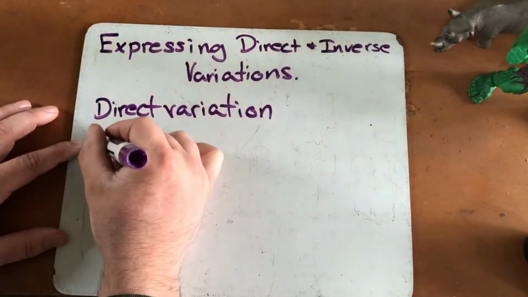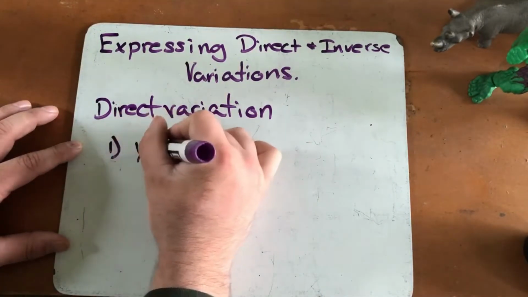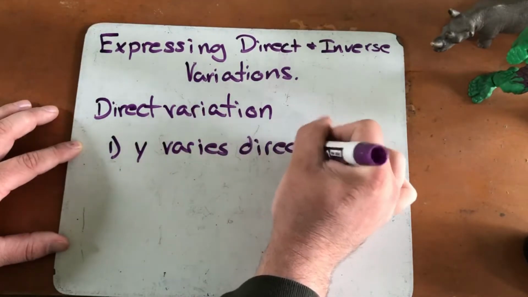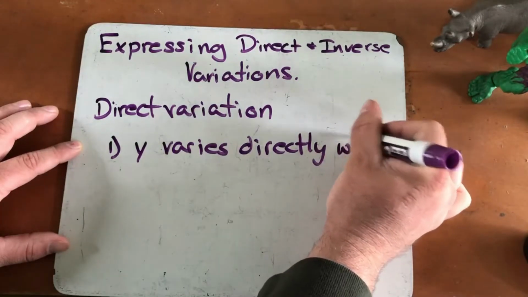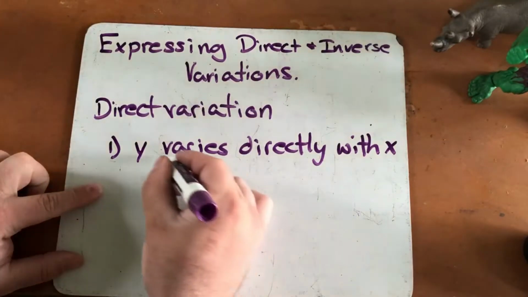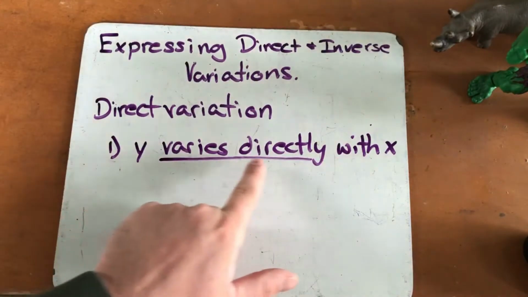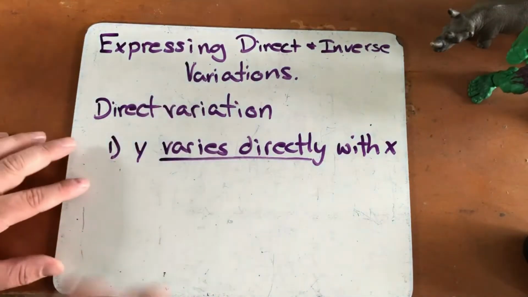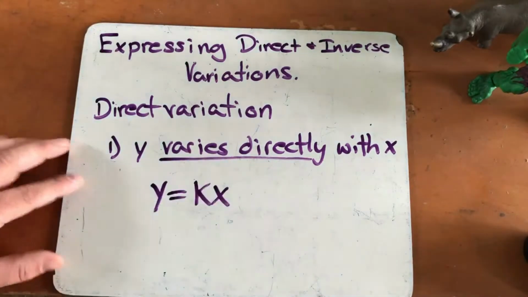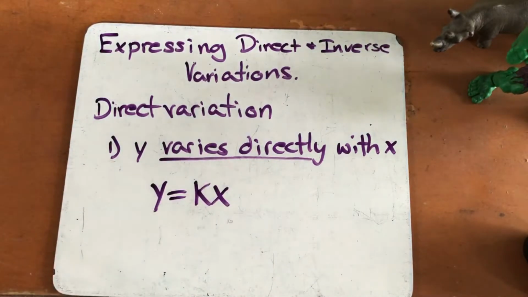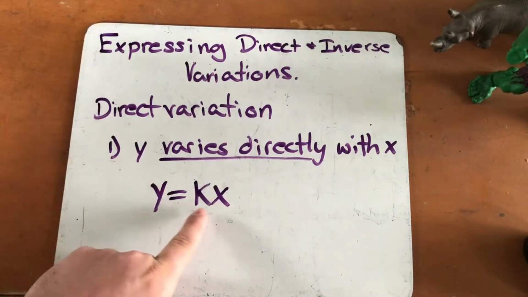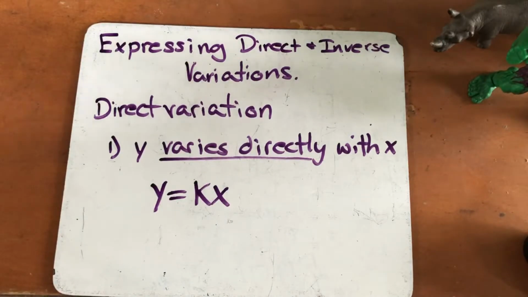All right, so for my first one, let's say we're told that y varies directly with x. This one's pretty easy. It literally says varies directly. That means direct variation. So if y varies directly with x, that lets me know that the x is in the numerator with my constant of variation.